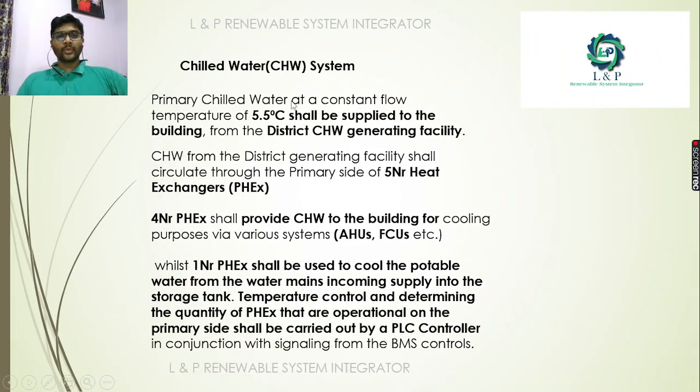If you want to know in detail about the chill water system, primarily we take the prepared chill water from the centralized plant, that is 5.5 degrees from the district chill water system. As we saw earlier, there are 5 heat exchangers. 4 play an important role in supplying the chill water to the building for various systems, AHUs and FCUs, and one heat exchanger is used to cool the potable water tank.